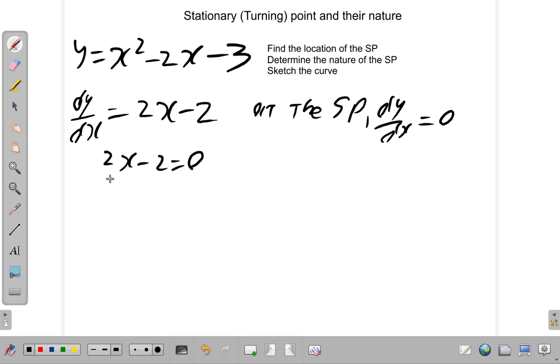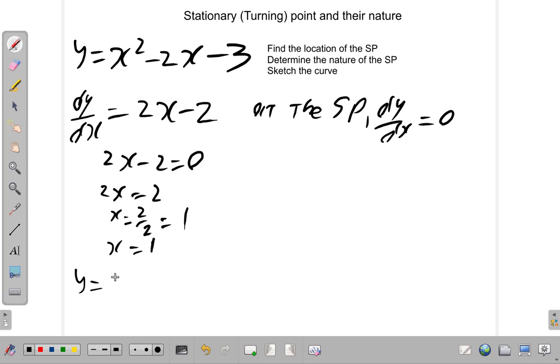Now, if we solve for x, 2x is equal to 2, we divide both sides by 2, and then x is equal to 2 divided by 2, equal 1. All right, so the stationary point occurs where x is equal to 1. When x is equal to 1, that's where the stationary point is. Now, we want the location of the stationary point, so we should find the y value as well. So we get the coordinates.